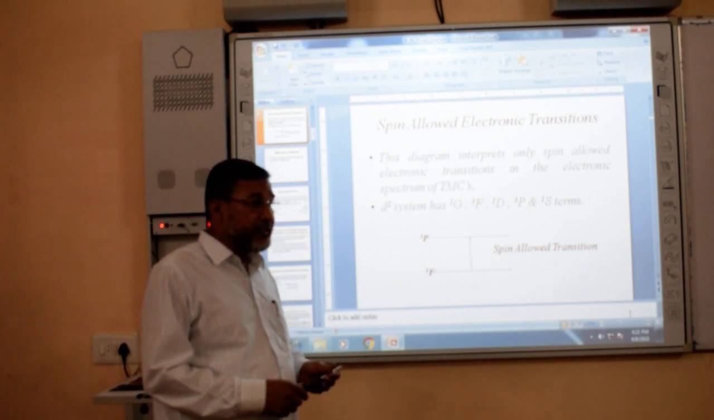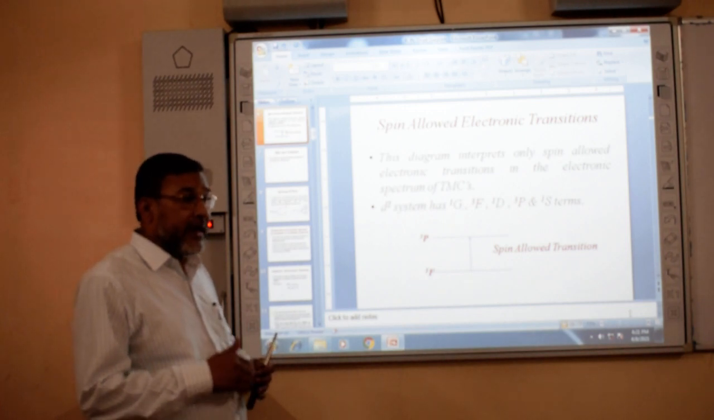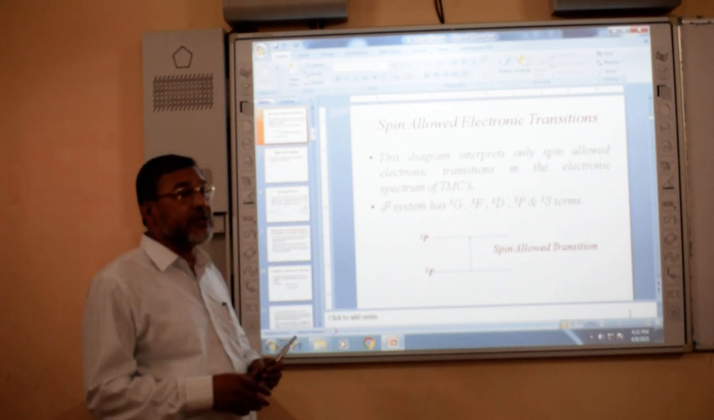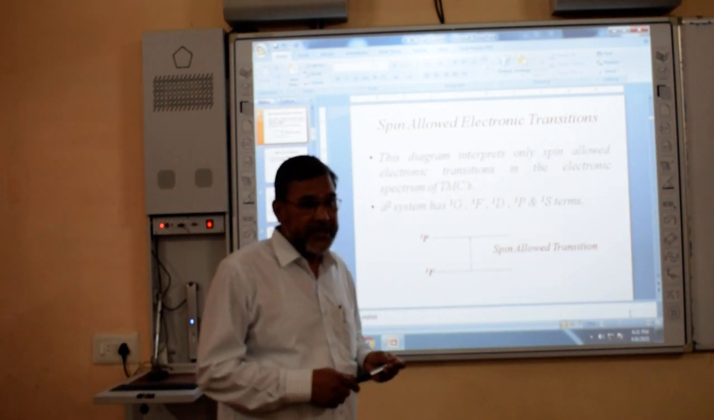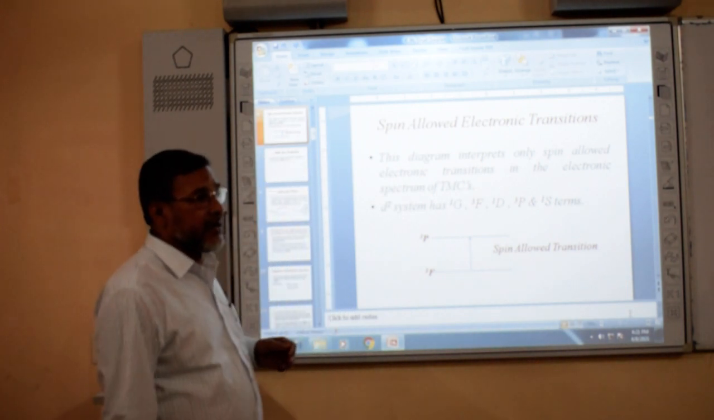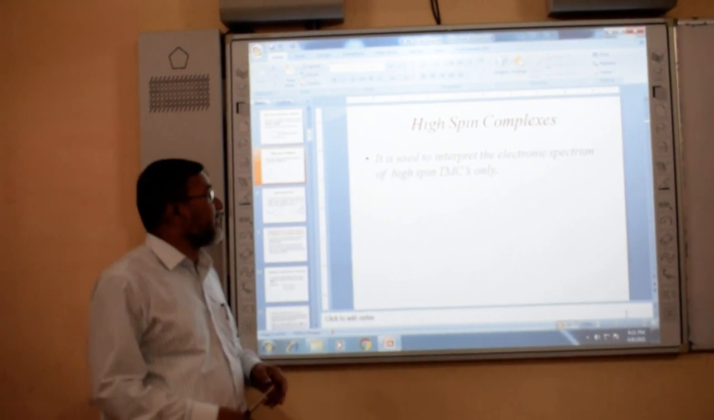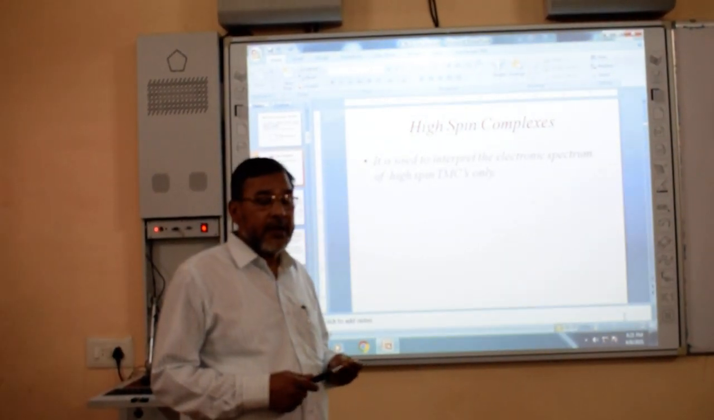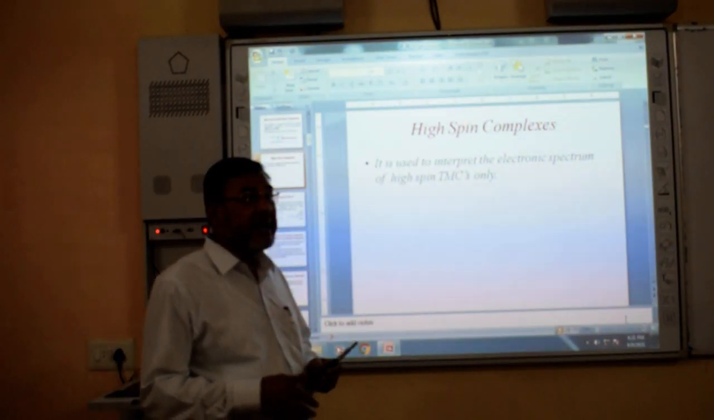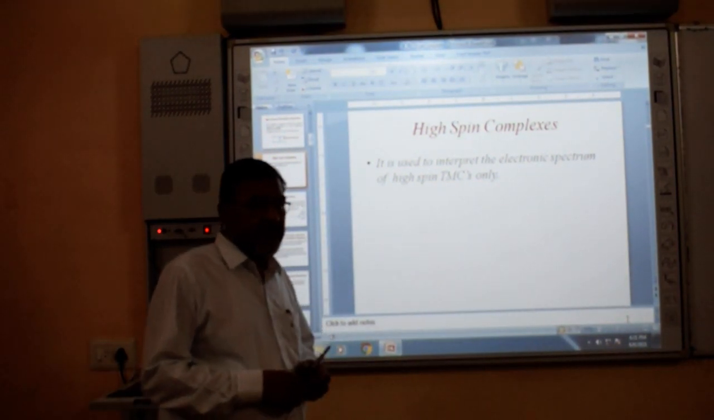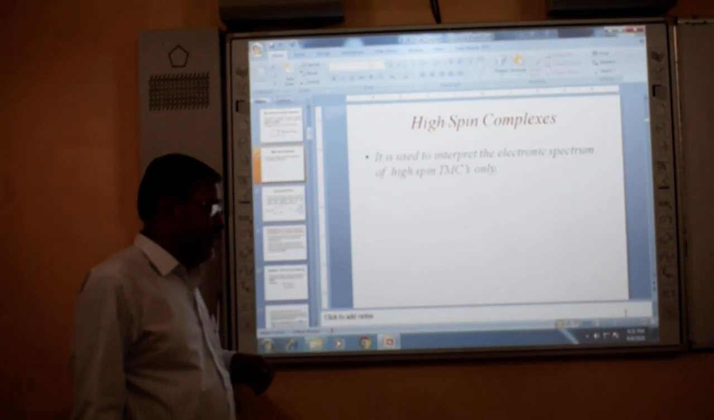This diagram is used to interpret the electronic spectra which originate because of spin allowed transitions. Spin disallowed transitions cannot be interpreted by this Orgel diagram. Again, this Orgel diagram is used to interpret the electronic spectra of high spin complexes. It cannot interpret the electronic spectra of low spin complexes. Again, a limitation.